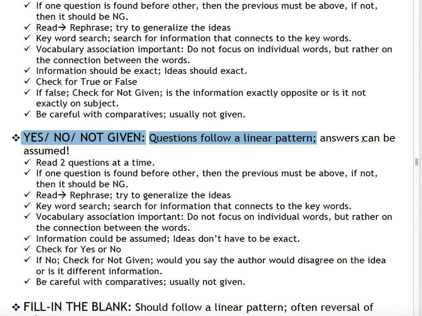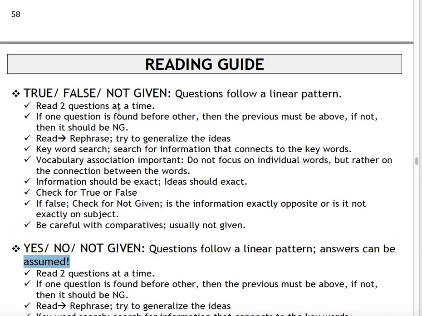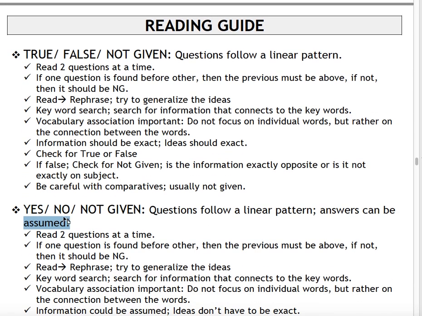So again, another important thing, answers can be assumed. Okay. Okay, I can't highlight that. Okay, assumed. That means it doesn't have to be the exact information. Unlike true, false, not given, where it has to be the exact information, not assumptions. But yes, no, not given just means does the writer agree, disagree, okay?